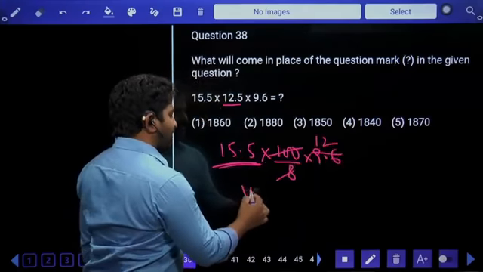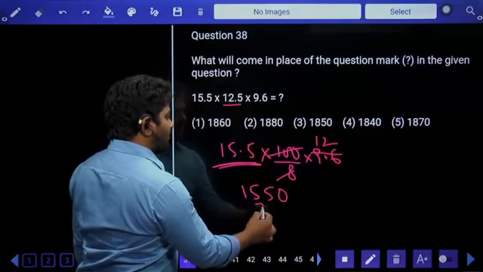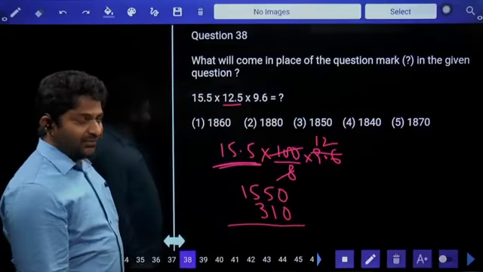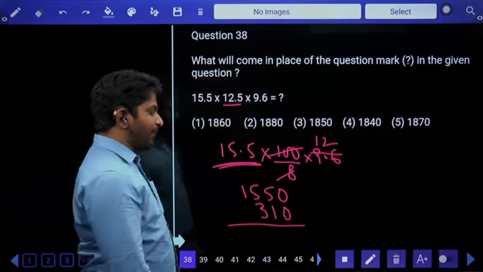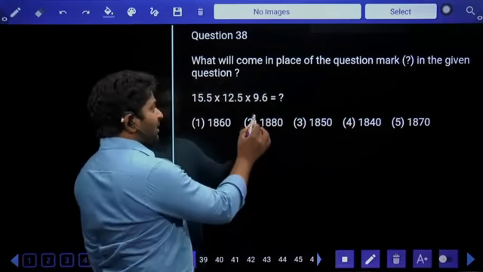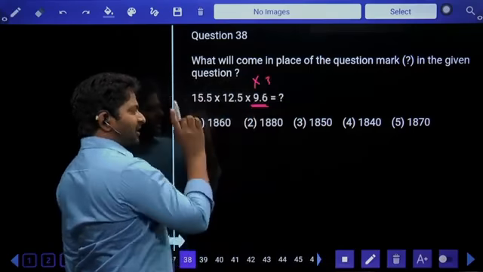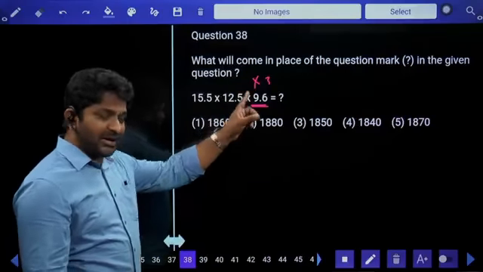155 times 10 is 1550, and 2 times 155 is 310. Answer 1860 is our final answer. This is one possibility. The other is 96. This is a multiple of 3. This is not a multiple of 9, this is not a multiple of 9, but all three numbers are products.